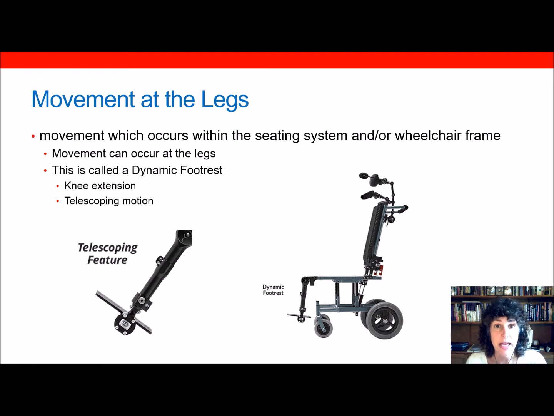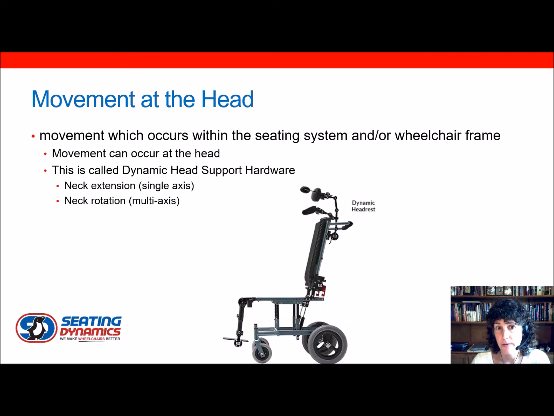Movement at the legs occurs within the seating system as well, and these dynamic components, dynamic footrests, can capture either knee elevation or knee extension, as well as a telescoping movement that occurs when the entire leg extends. And then we have movement at the head, which is captured by specialized hardware behind the head support, and that can capture either neck extension or neck rotation, depending on the component.